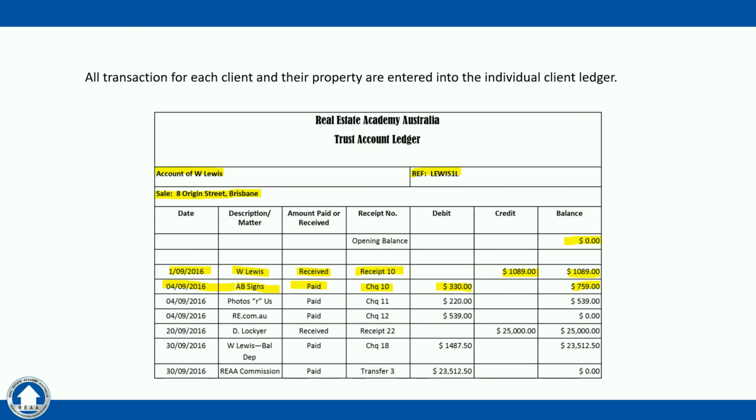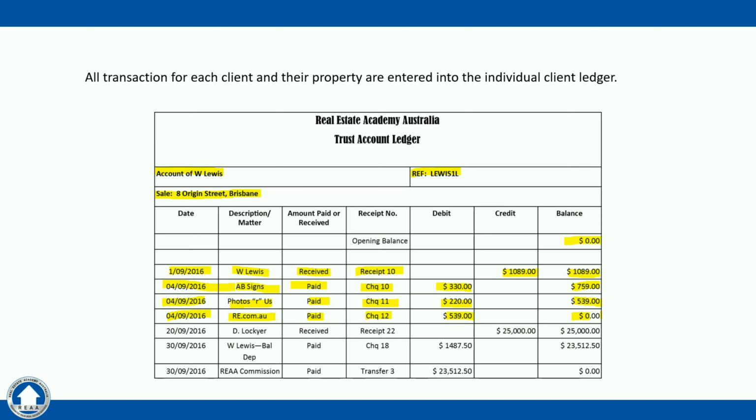Following that, we also paid on the same date Photos Are Us by check number 11, the amount of $220, leaving a balance of $539. And then on the 4th of the 9th, we also paid for realestate.com.au advertising with check number 12 for $539, and so then we had a balance of 0.